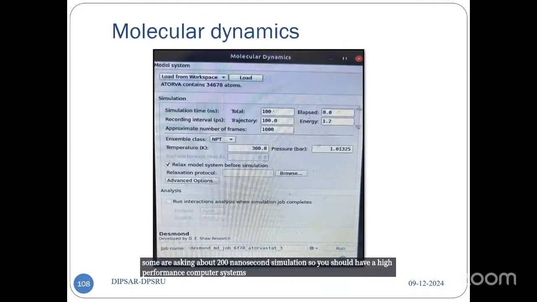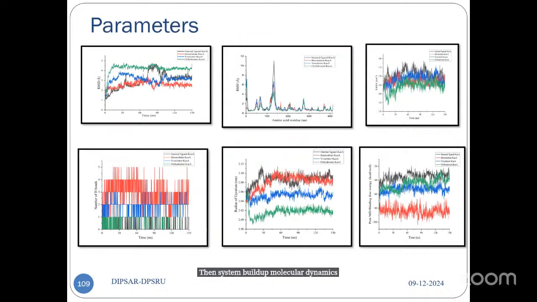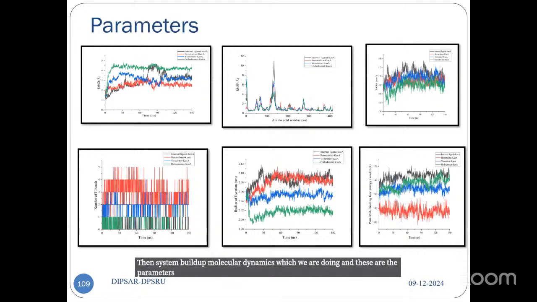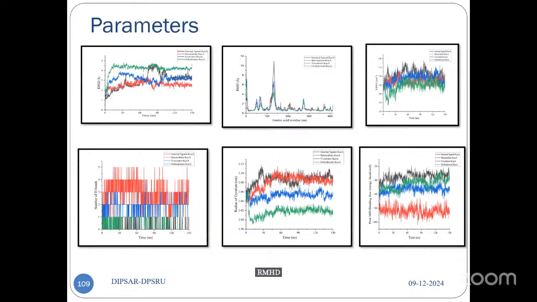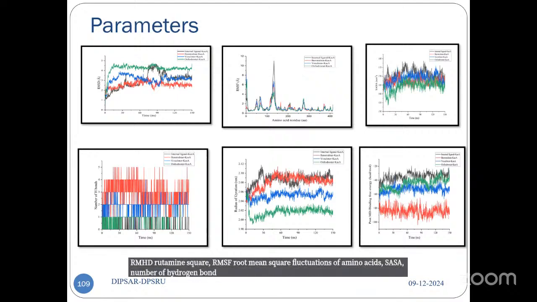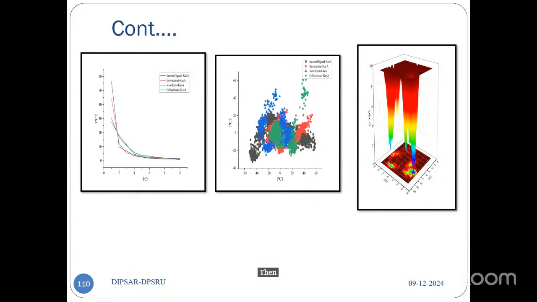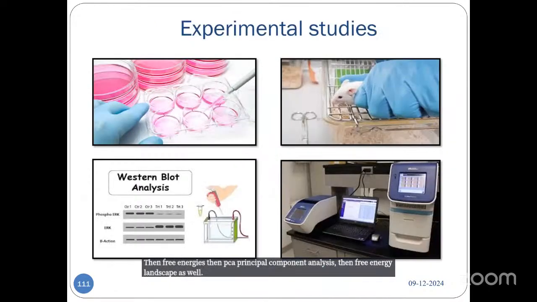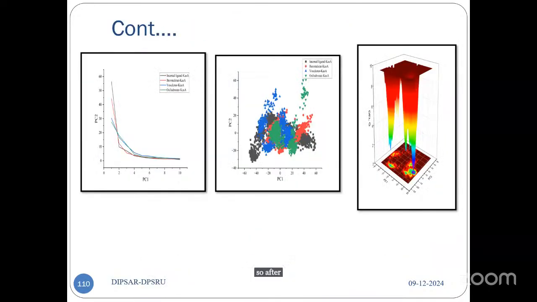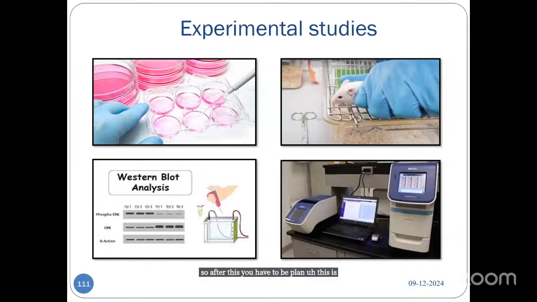Then, after system build-up for the molecular dynamics, these are the parameters which we are calculating: RMSD, root mean square fluctuations (RMSF) of amino acids, SASA, number of hydrogen bonds, radius of gyration, then free energies, then PCA, principal component analysis, and then the free energy landscape as well. So after this, you have to plan. This is all up to that, all the computational part.